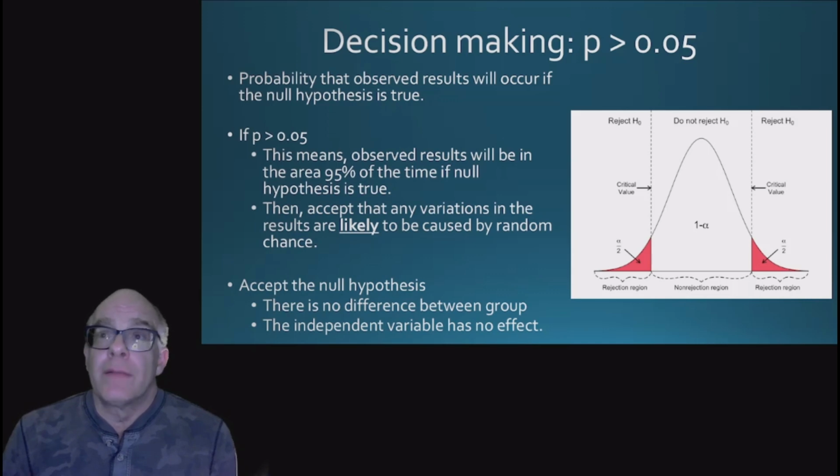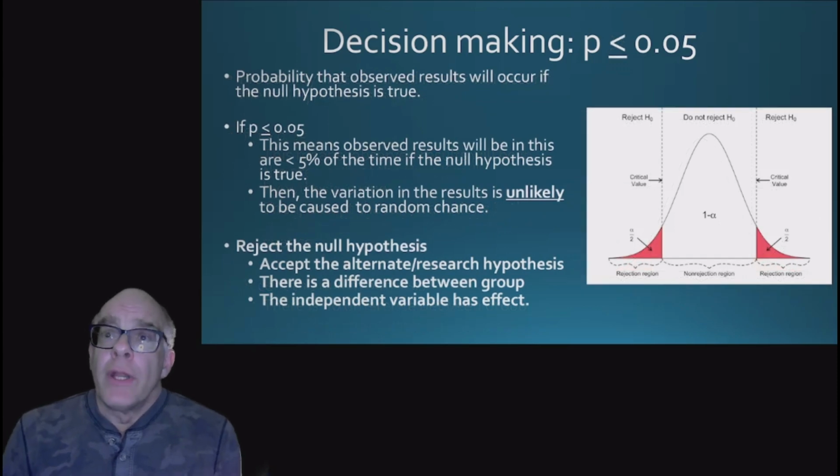this curve, the area of these possible results that could be true if our null hypothesis is true 95% of the time. What we're going to say then is that any variation we see in our observations in relationship to the expectations is likely to be caused by random chance alone. And so with a p-value greater than 0.05, we're going to accept the null hypothesis, and basically accepting the null hypothesis means that there is no difference between the groups and that the independent variable has no effect.